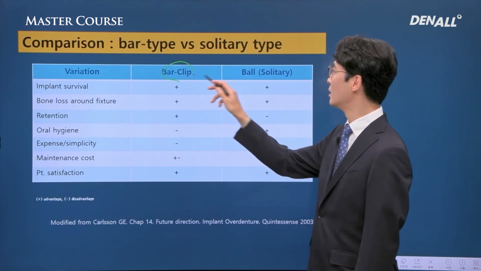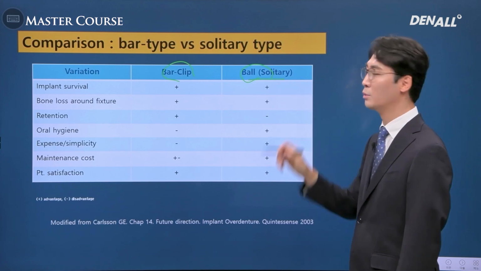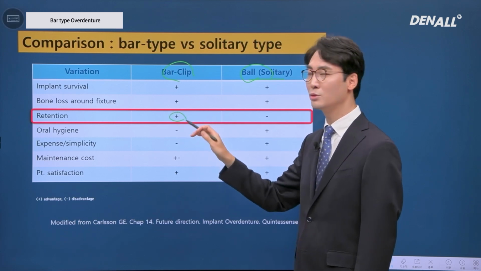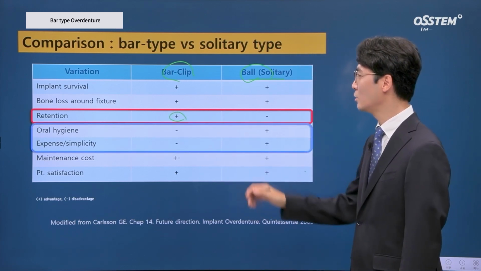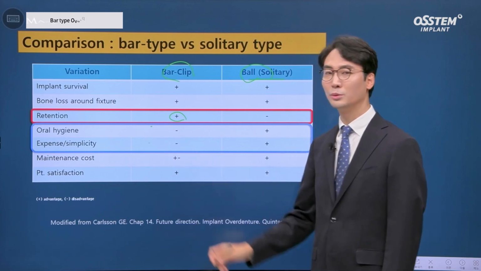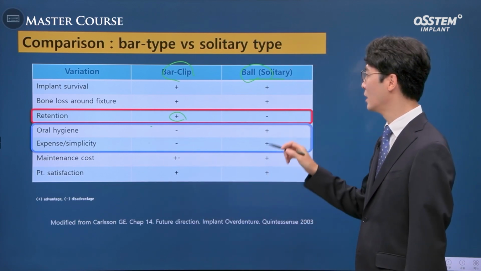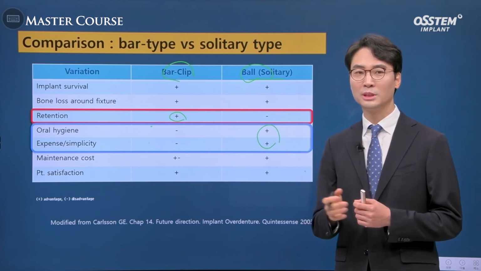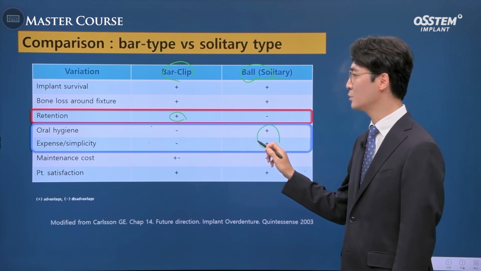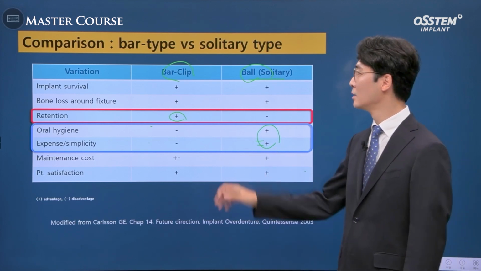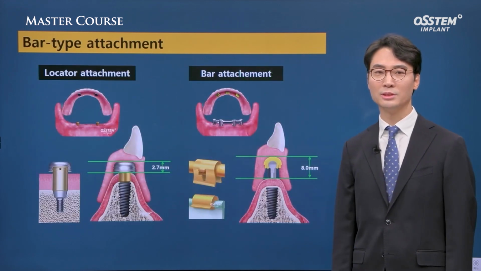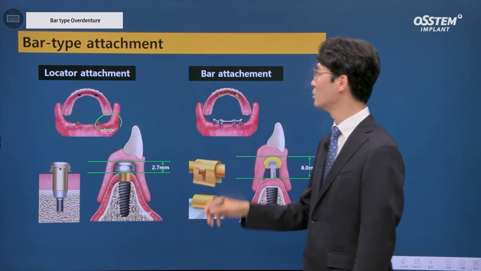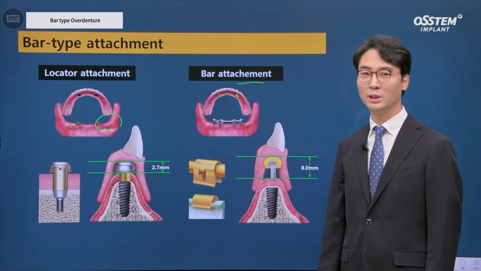Let's compare bar clip with ball type, which is a prominent solitary type option. In terms of retention, because of clip, bar type is more favorable. Solitary type is more favorable in terms of hygiene, treatment cost, and simplicity, because the implants do not need to be connected. Complicated lab process is unnecessary and treatment can be made simple. This can be the downside of bar type. Locator overdenture, which is a prominent solitary type, and bar type attachment overdenture is compared here.